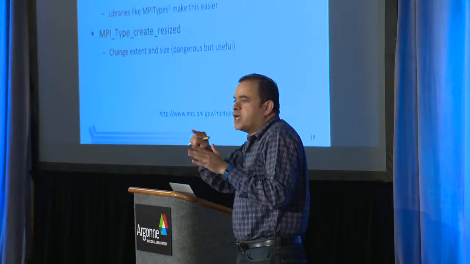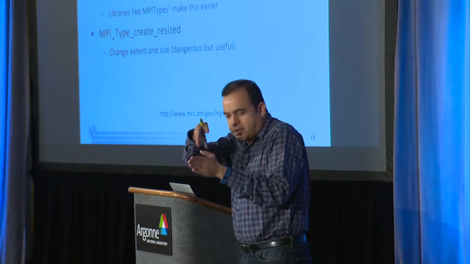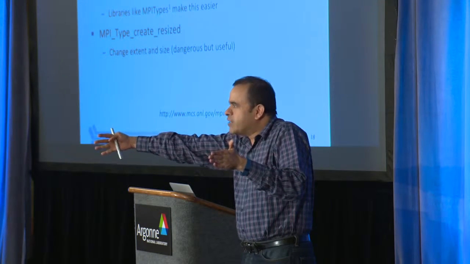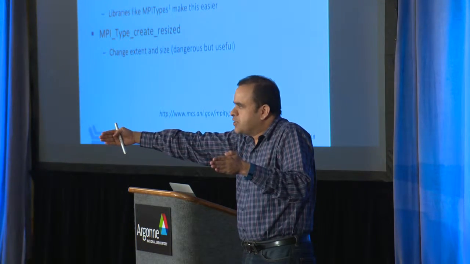But the extent of that type is effectively the gap between the start of the first element and the end of the last element, with all the gaps in between. So that could be very large. With this function, you can take a data type and just change the values of this size and extent, which, you'll wonder what that even means, but it changes the definition of some functions.